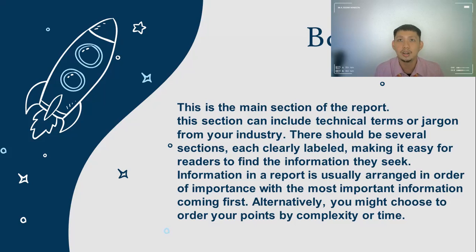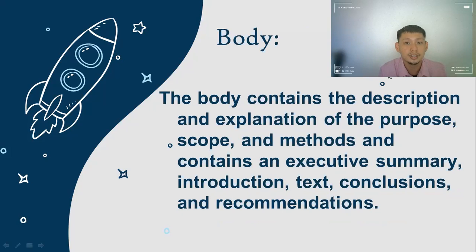Chapter 1 would be the introduction. Chapter 2 would be related literature. Chapter 3 is the methodology. Chapter 4 is the findings, and chapter number 5 would be the recommendation. So that's an example of section by section.